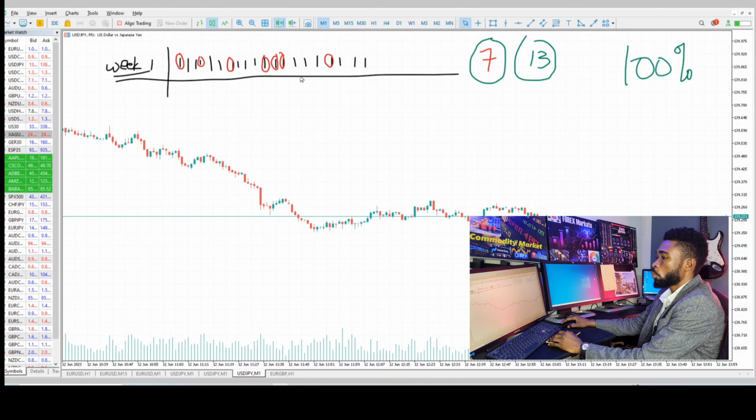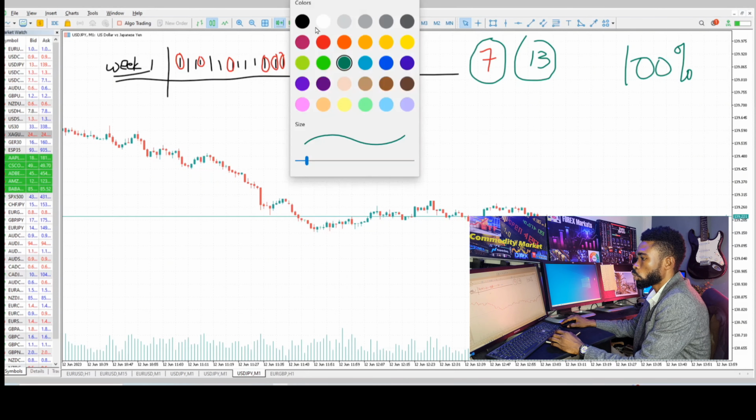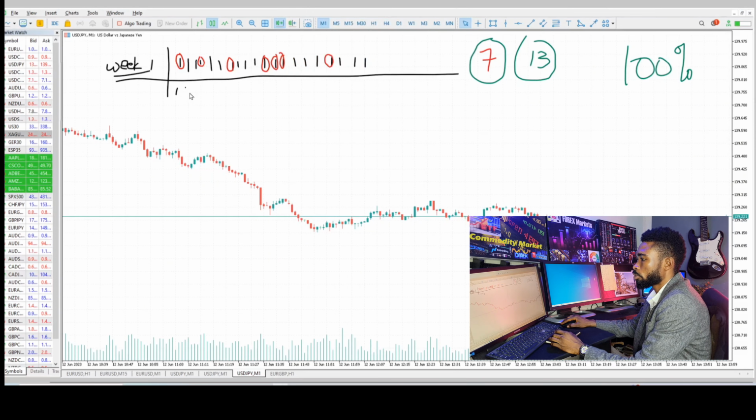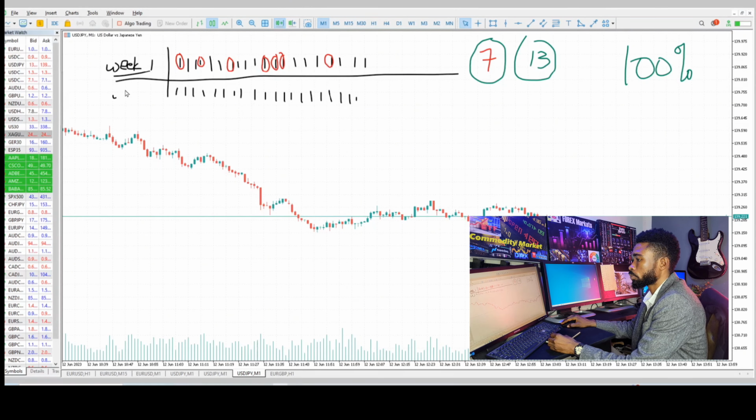So within the first week, you took these trades and got 13 wins out of 20, with 7 losses. The next week, assuming you took 1, 2, 3, up to 20 trades. This is just an assumption. So this is week 2.